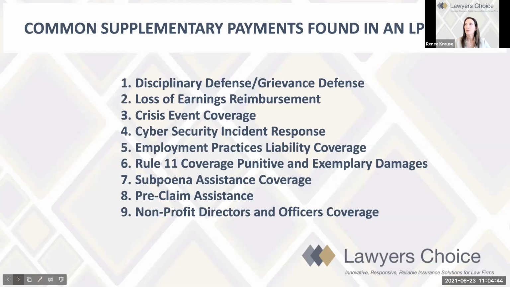Okay, so the common supplementary payments that we are going to look at today, there's 9. The first is disciplinary or grievance defense, loss of earnings reimbursement, crisis event coverage, cybersecurity incident response, employment practices liability coverage, Rule 11 coverage, punitive and exemplary damages, subpoena assistance coverage, pre-claim assistance, and finally, nonprofit directors and officers coverage.